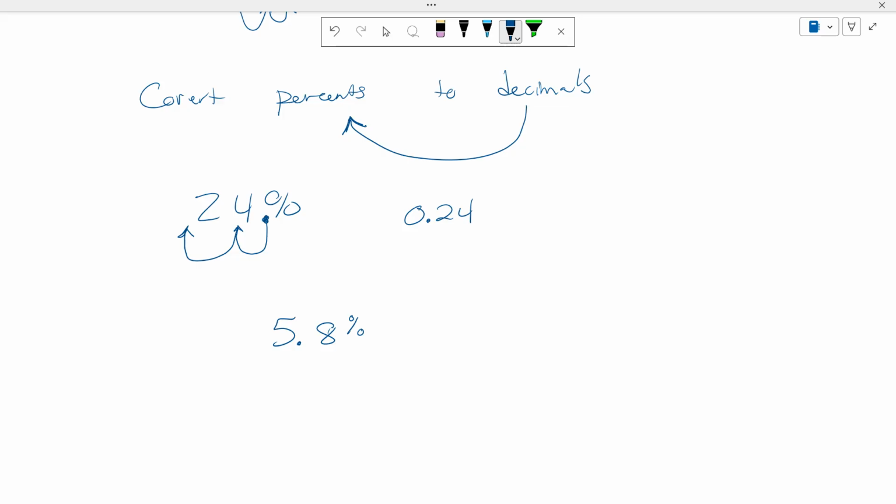Let's say I have 5.8%. If I'm going to move my decimal 2 places to the left, I move it 1. And then when I move it the second time, I have to put a 0 as a placeholder, and my decimal point ends up there. So it's 0.058.